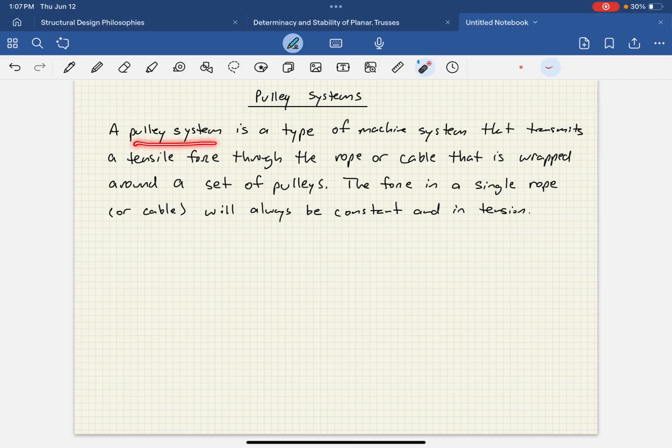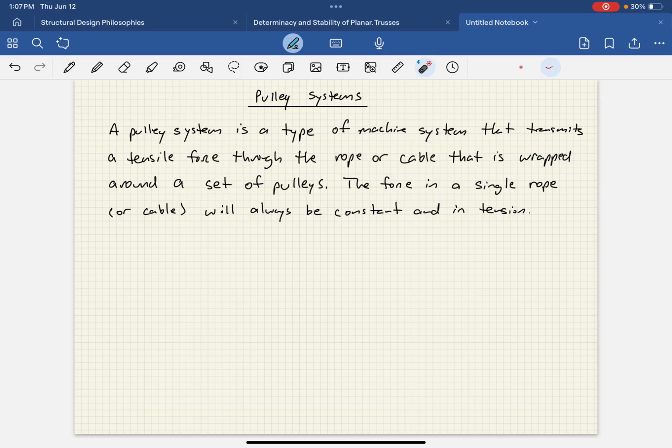A pulley system is a type of machine system that transmits tensile forces through a rope or cable that's wrapped around a set of pulleys. The force in a single rope or cable will always be constant and in tension, okay?